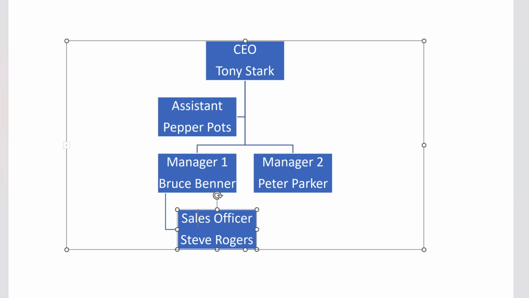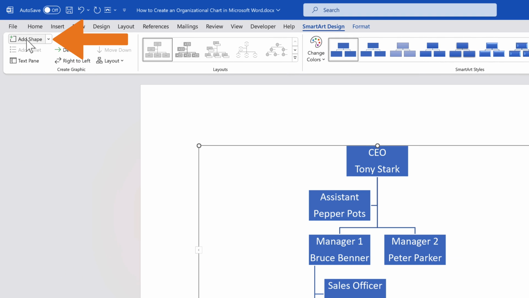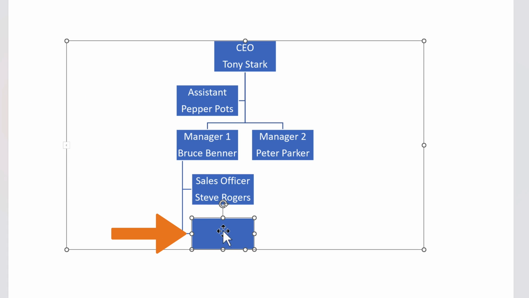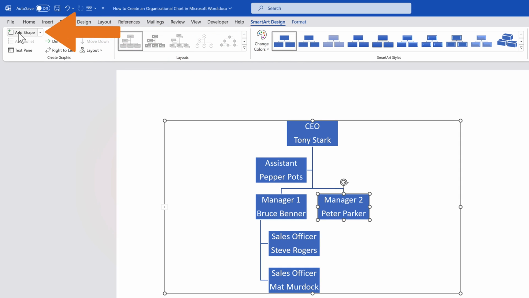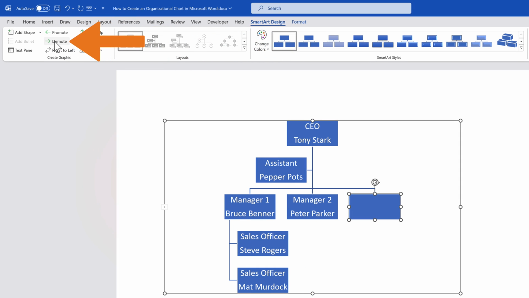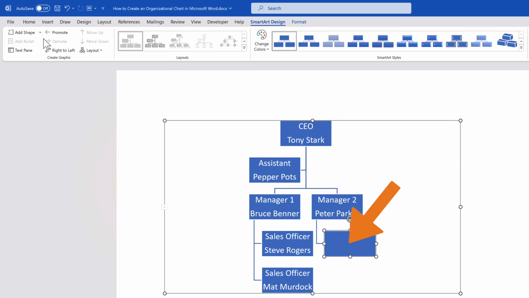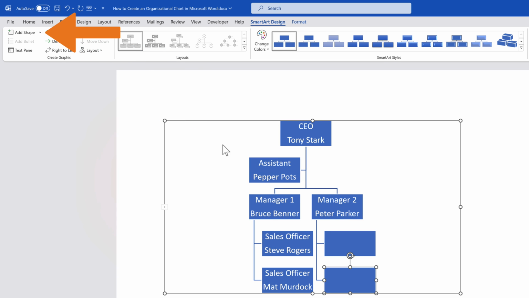To add one more shape, we need to click on the Steve Rogers shape and click on Add Shape in the SmartArt tab. We'll click on it and type in Sales Officer Matt Murdock. Now let's add subordinates to Manager 2. Again, we'll click on the Manager 2 shape, and in the SmartArt Design tab, click on Add Shape and Demote to move it under Manager Peter, and we'll hit Add Shape again.